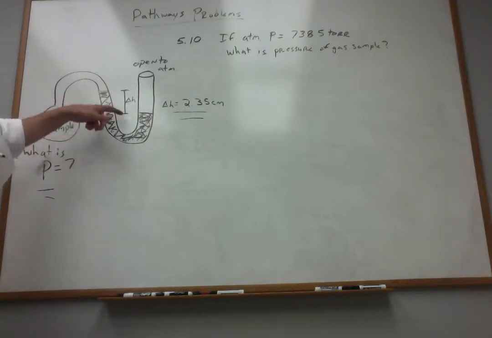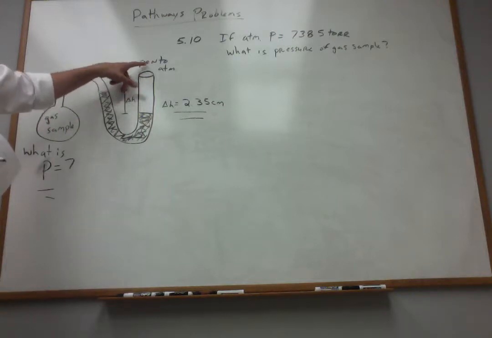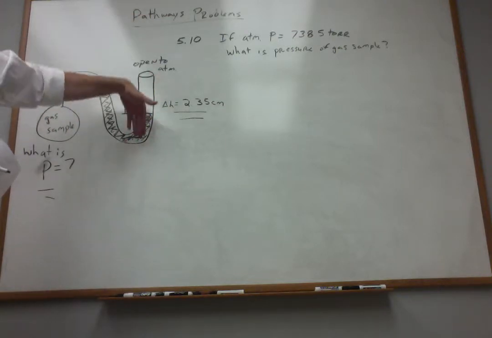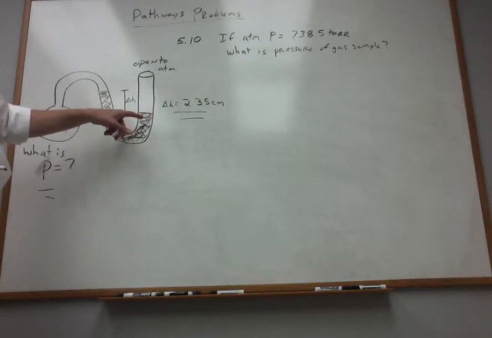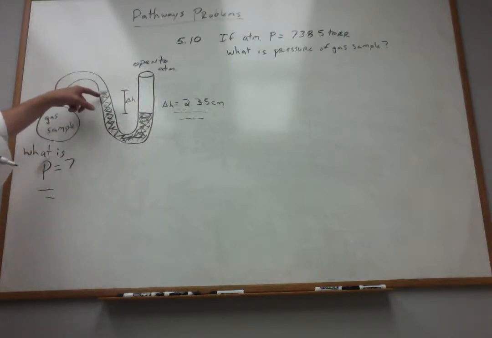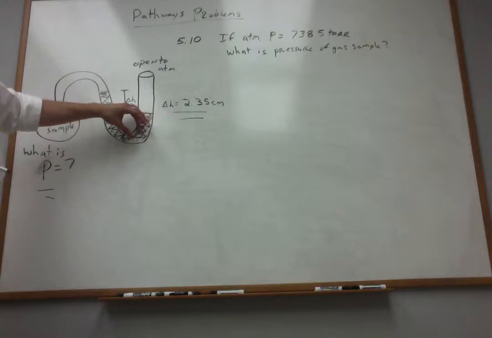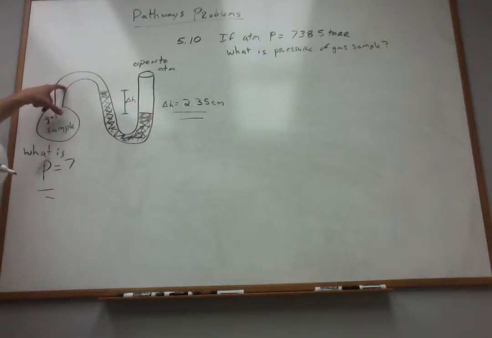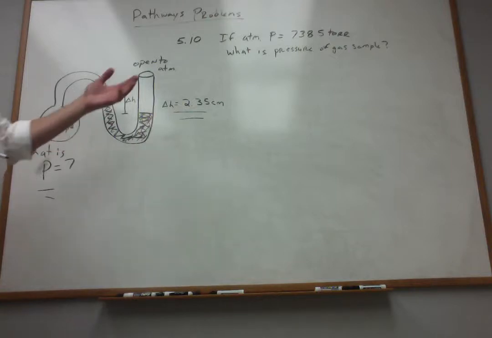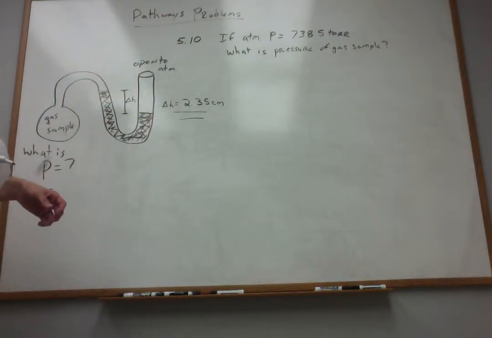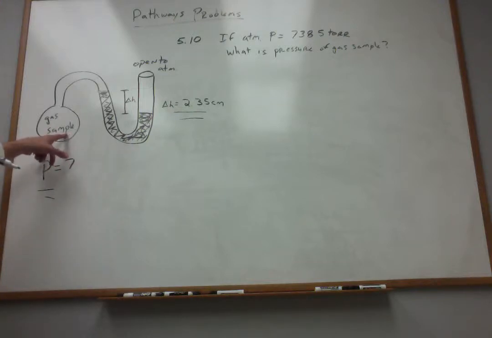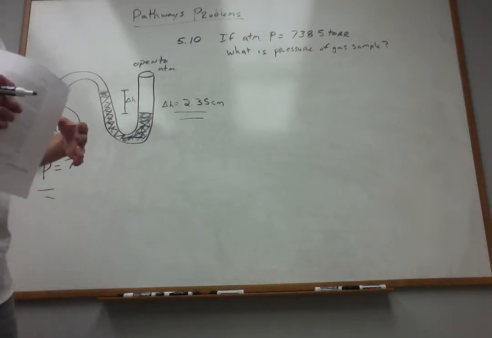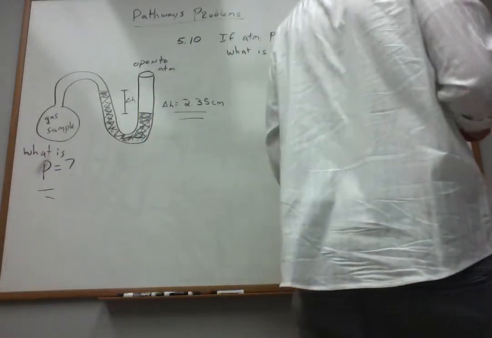Now it looks to me that in this tug of war, the atmospheric pressure is winning. This end of the tube is open to the atmosphere, so the atmospheric pressure is pushing down on it. The fluid level here is lower than the fluid level here, so the atmospheric pressure must be higher than the pressure of the gas inside this chamber, because it's pushing harder, if you will, than this gas sample. So we know the gas sample is less than atmospheric pressure, less than 738.5 torr. But the question is, what exactly is the gas pressure? We know it's less than 738.5, but can we actually measure it? And the answer, of course, is yes.